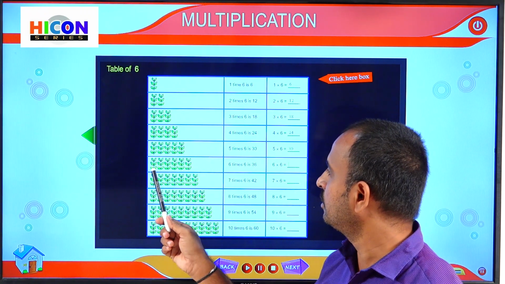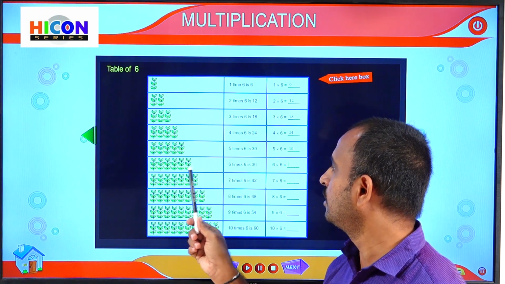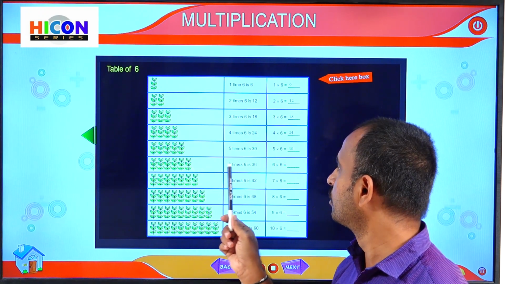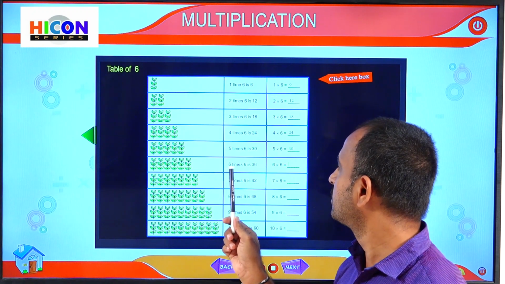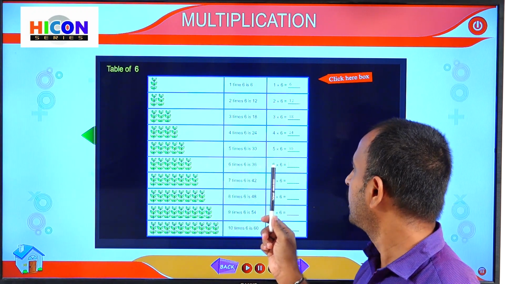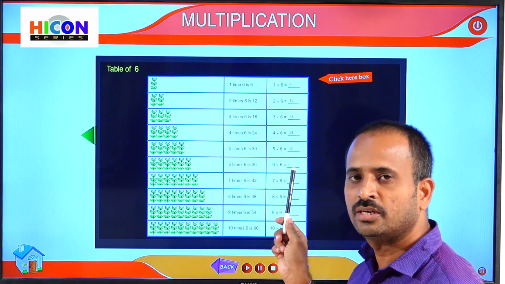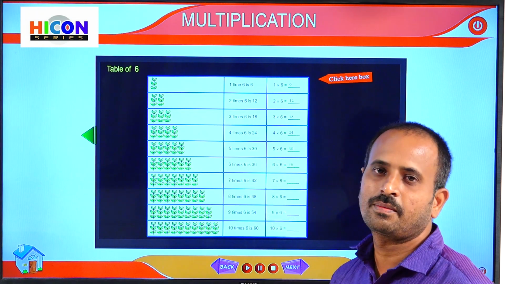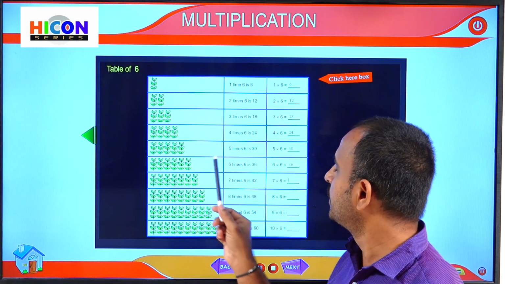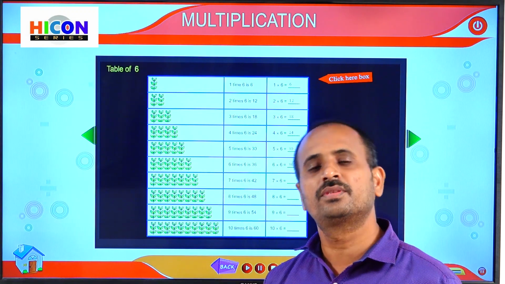So children, see the next one. How many groups are there? Total there are 6 groups. Each group has 6 leaves. That is 6 times 6. And it can be written as 6 into 6. 6 6 jar. Children, 36. So write 36 here. So that means there are total 36 leaves.